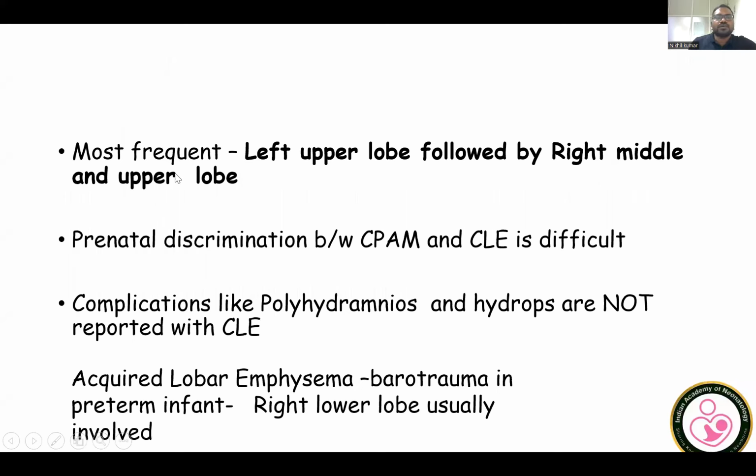The most frequent site for congenital lobar emphysema is the left upper lobe, followed by the right middle and upper lobe. And prenatal discrimination between the CPAM and CLE is somewhat difficult. Complications like polyhydramnios and hydrops are not associated with the CLE. This is mainly associated with the congenital pulmonary airway malformation. And acquired lobar emphysema like barotrauma usually leads to the right lower lobe CLE.